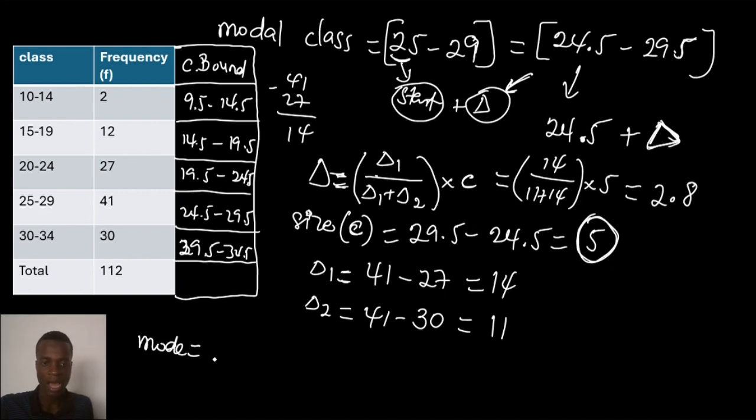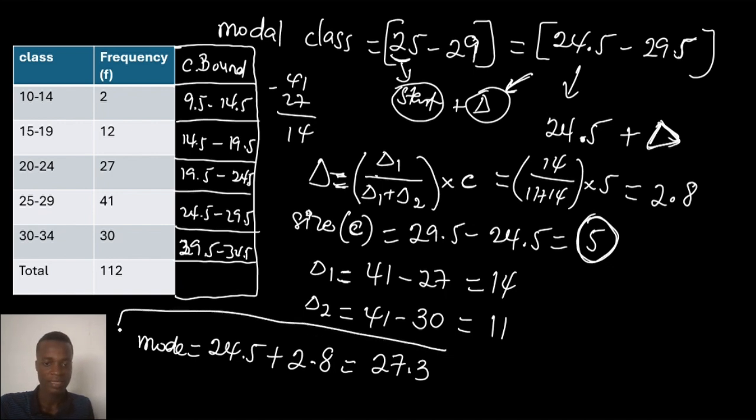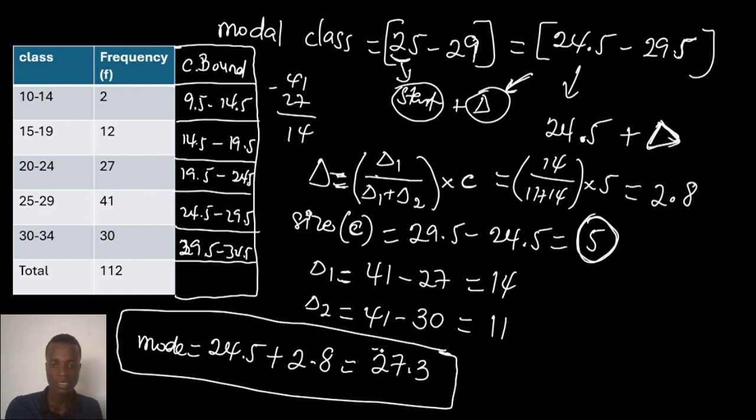So now our mode is going to be our starting point, which is 24.5, plus the fraction of the class size, which is 2.8. So if you add 24.5 plus 2.8, we have 27.3. So the mode for this particular data is 27.3. That's the value.